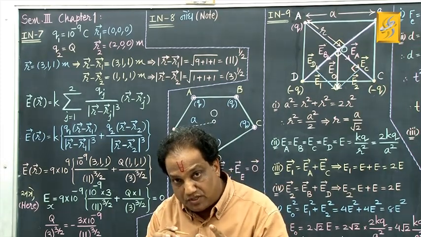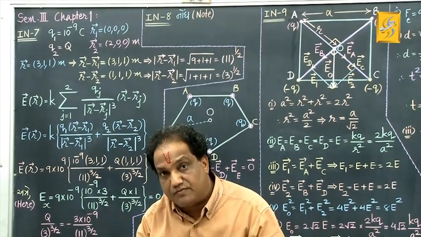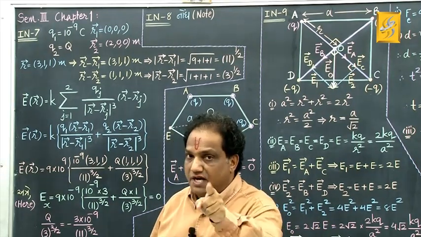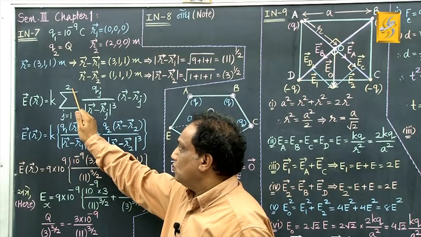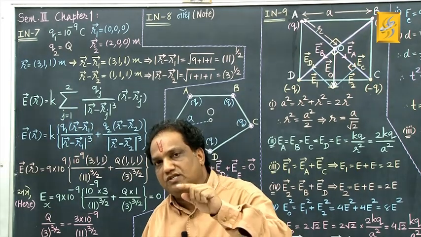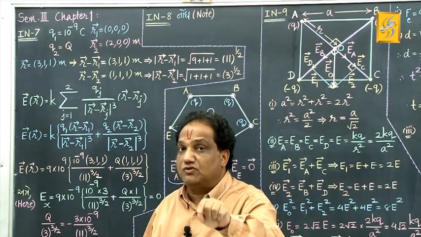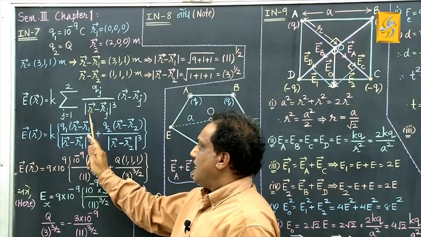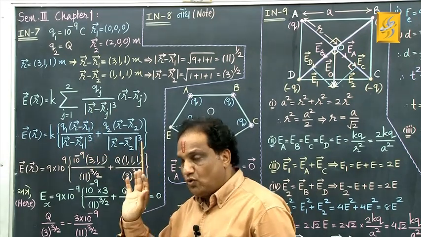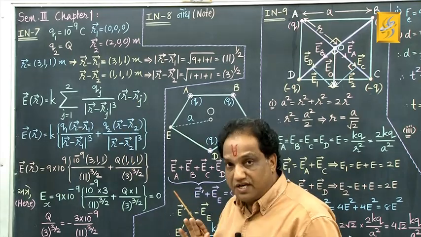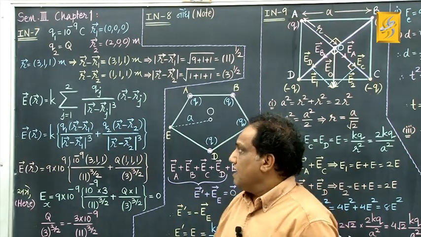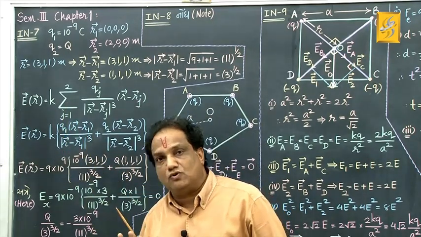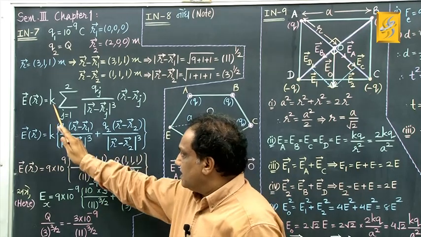The charge which is responsible for producing electric field, which becomes source of electric field, is called source charge. We are given 2 source charges, that is why I am writing j equal to 1 to 2. Suppose we are given 3, then you may write j equal to 1 to 3. Right now 2, so j equal to 1 to 2. Then into qj upon mod of vector r minus vector rj whole cube into vector r minus vector rj. Got it? Fine. Now, just place j equal to 1, and then after that place j equal to 2. This small k as it is.